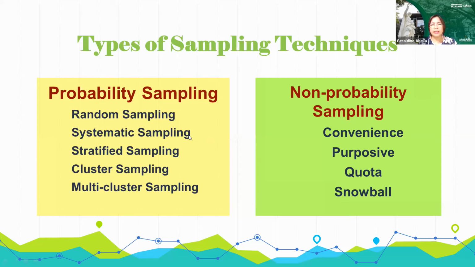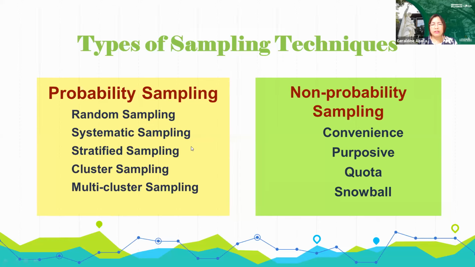Systematic sampling, that is when you get every Kth member of the population. Now what is the value of K? The value of K is equal to the population size divided by the sample size. I'm going to give you an example later how to find the value of K. This is good if you want to interview every Kth patient entering the hospital, for example, a systematic sampling method.